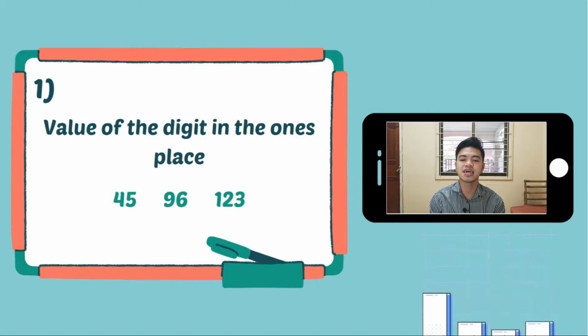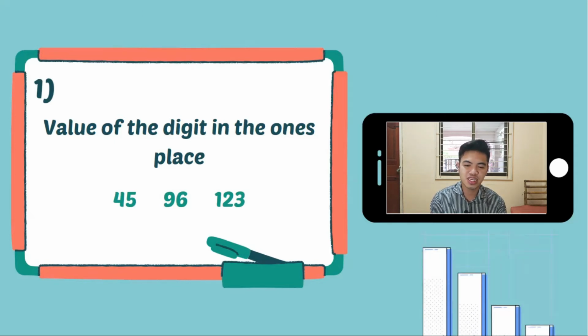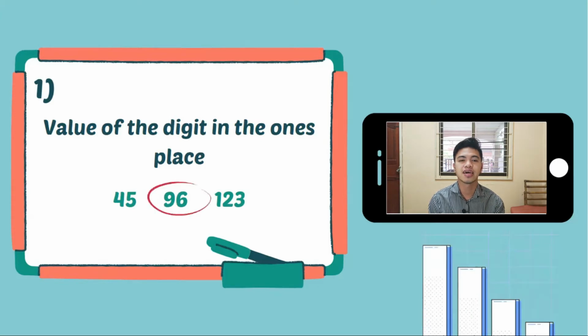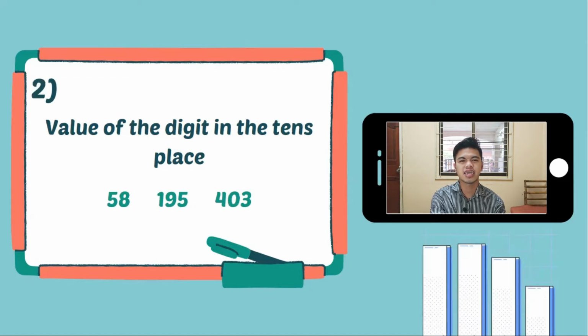Okay, so which number has the highest digit or the highest value? Okay, 45, 96, or 123, we are going to the ones place. So we are going to circle 96, okay? Did you get it, kids? Okay, so let's go to the next example.